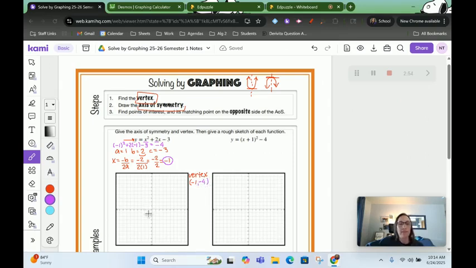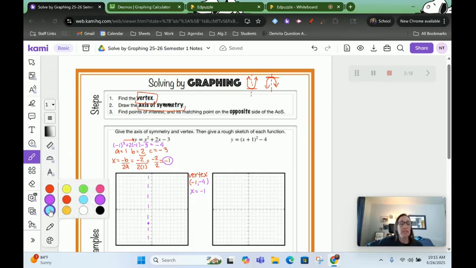So I'm going to go graph that over here. So I go to the left one and down 4. And there's my vertex. And I know that my axis of symmetry goes right down the middle through my vertex. So I'm just drawing in this dotted line. And remember that the axis of symmetry, the equation of that line is x equals -1.